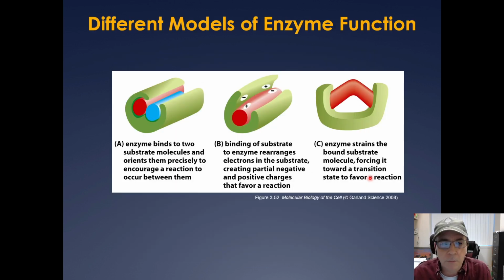But there's also different models too, right? You can create a situation where an enzyme can bring in two different substrates and put them in close proximity to really create a favorable environment for the reaction to occur. You can also have active sites that change the electrostatic charge and cause a rearrangement in the product to help catalyze the reaction. Or you can have mechanical forces that help a reaction to occur.